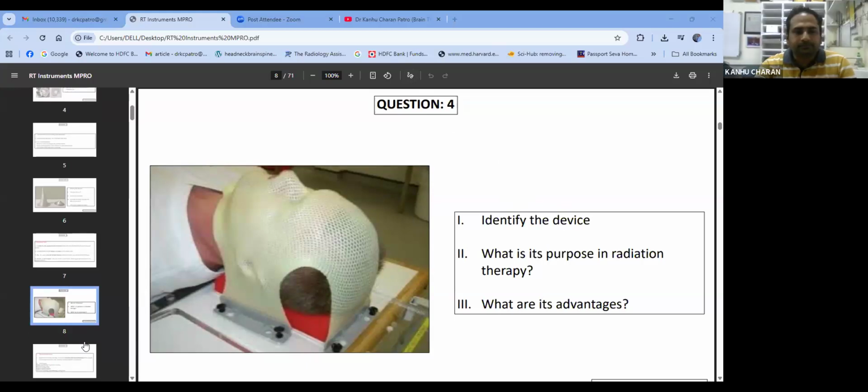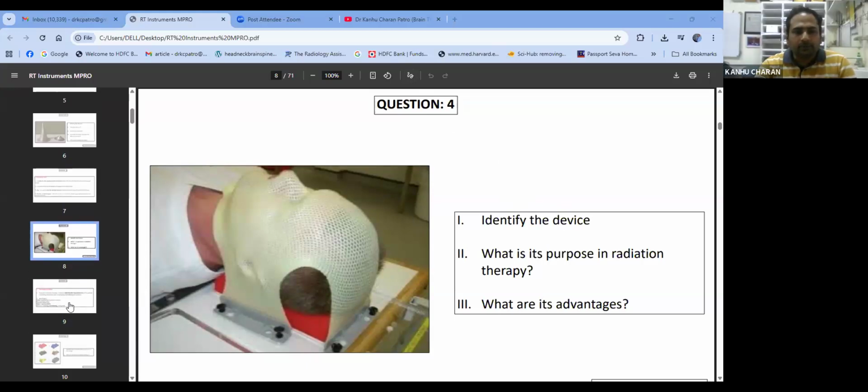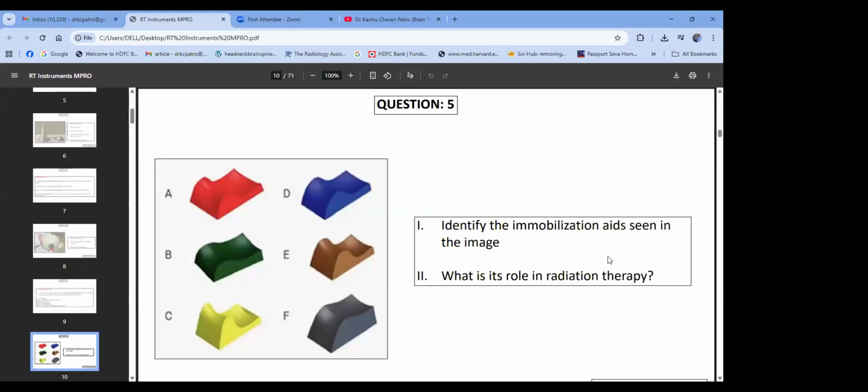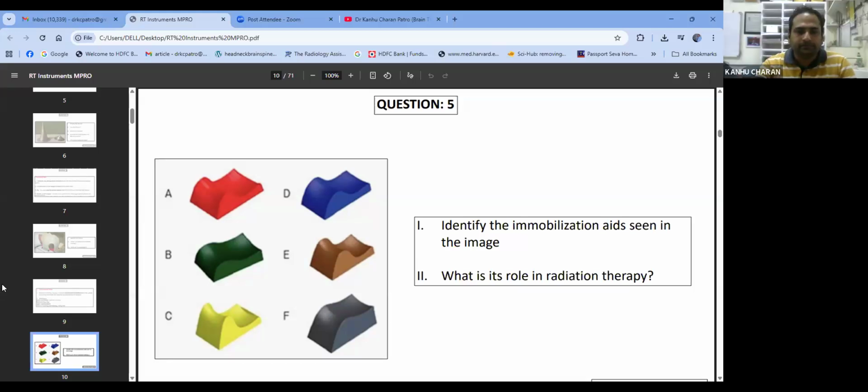Okay. So coming to the next question. Identify the immobilization aid seen in the image and its role in radiotherapy. So this is a headrest. It's used to stabilize the head and neck, support proper alignment, and ensure patient comfort and reproducibility. Okay.